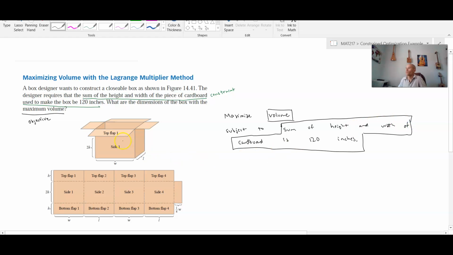Well, we see that we have three variables. We have h, we have w, and we have l. So w is the width, l is the length. Let's think about why we're using 2h here. Why not just call it h?